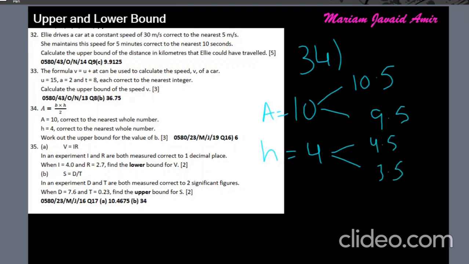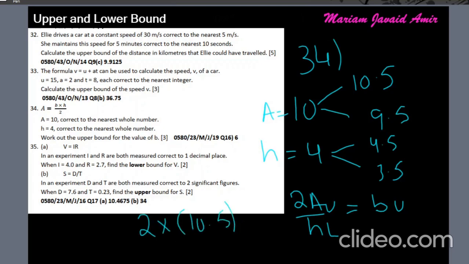Work out the upper bound for the value of B. So first make B the subject. 2A divided by H equals B. We need the upper bound for B. So that means we need the upper bound for A and lower bound for H. So 2 times upper bound A is 10.5 and lower bound H is 3.5. 2 times 10.5 over 3.5. 6.